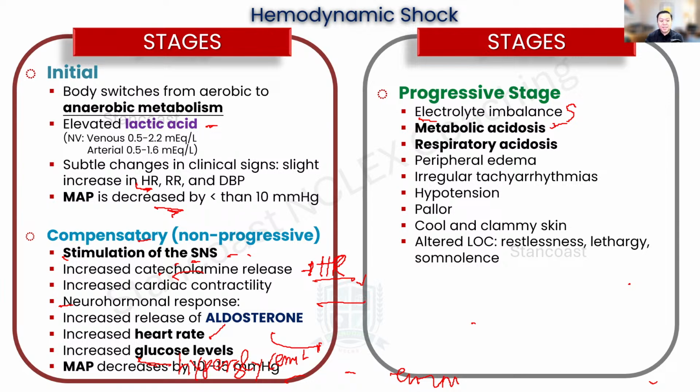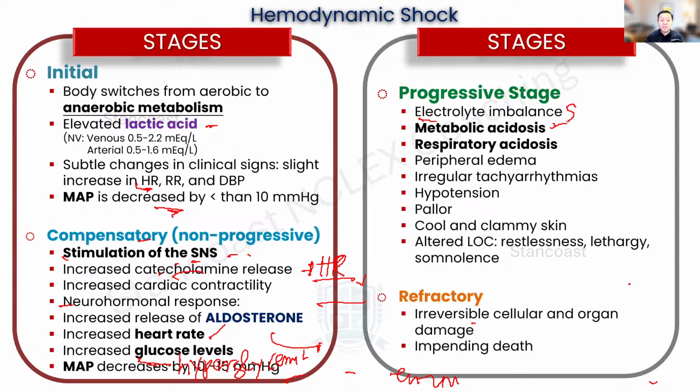All right. Now let's talk about the fourth stage, which is the refractory stage. So what is going on in this stage? Well, this is going to be the final and irreversible stage. And at this point, the body has already started to fail. There is going to be massive organ failure this time. There is already damage to the tissues, the organs, because of the severe lack of oxygen and blood flow. Take note of this.